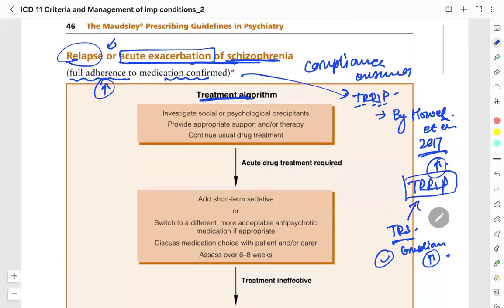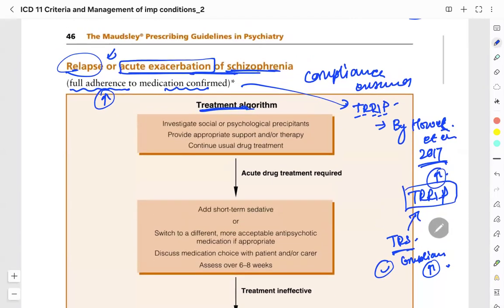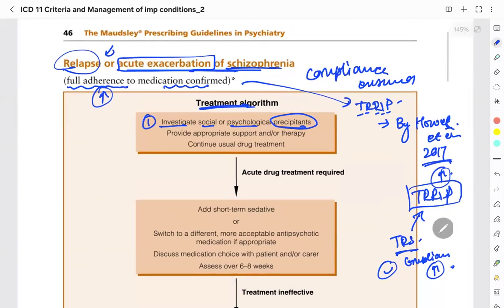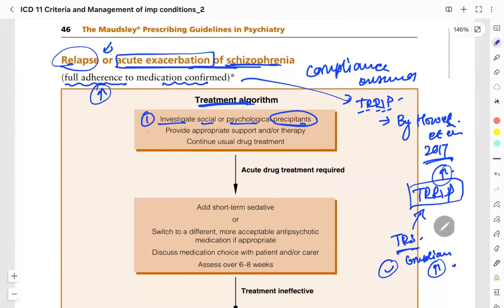Treatment algorithm. Let's say acute exacerbation has happened. What you have to look into is whether there was any precipitating factor, any social or psychological stressor that came into their life. Then let's say you find something out, you have to provide appropriate support or therapy and continue usual drug treatment.